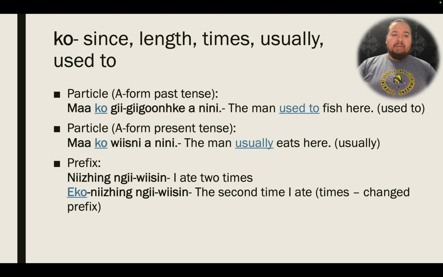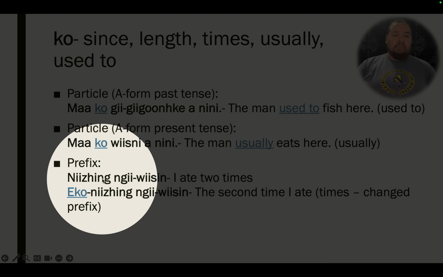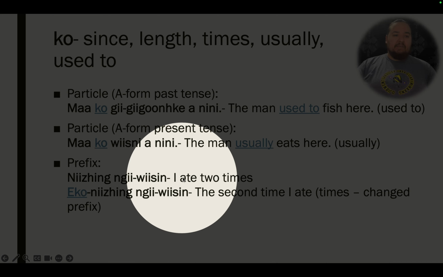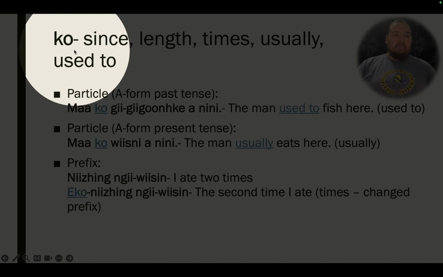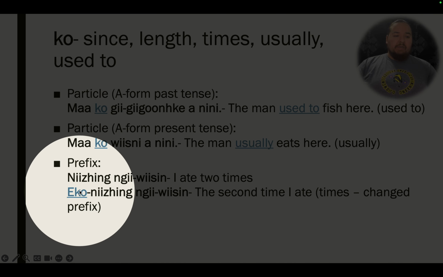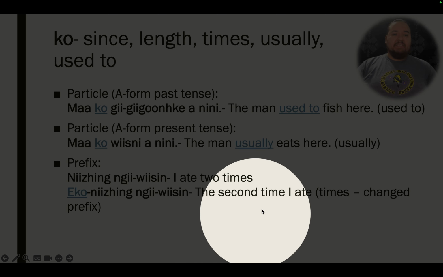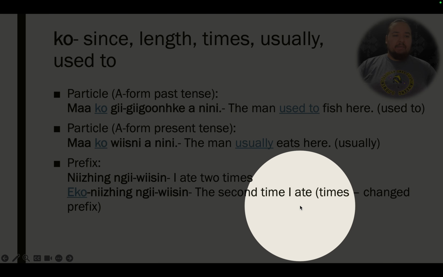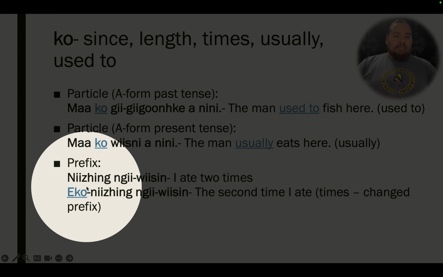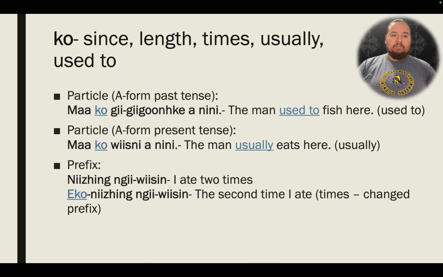Next we have a prefix variation here, and so just to illustrate the difference in meaning, we have ni jing giwi sin, I ate 2 times. But when we use the relative root k in its change form, eko ni jing giwi sin, the second time I ate. Nijing, 2 times. Eko Nijing, the second time.